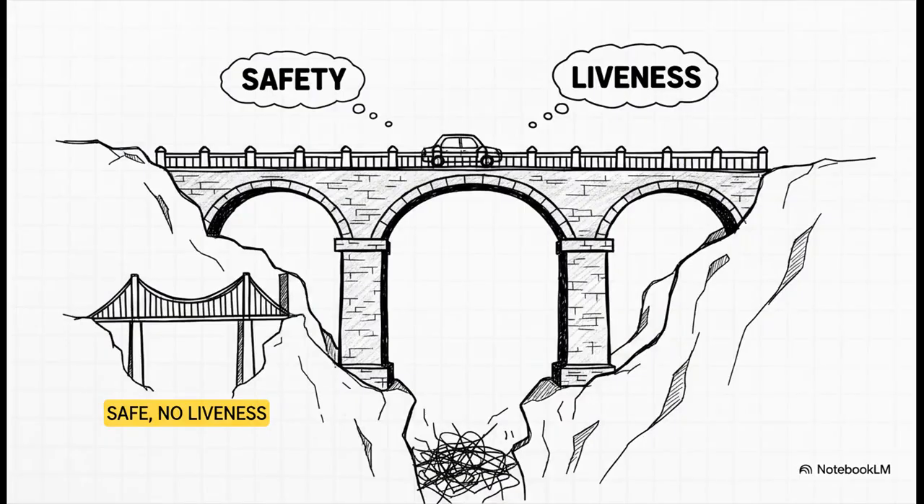And here's the crucial part. You absolutely need both. Think about it. A system that's safe but has no liveness is like a traffic light that's stuck on red forever. Sure, it's perfectly safe, no one's going to crash, but it's also completely useless. Liveness is the guarantee that the light will eventually turn green. You need safety to prevent disasters, and you need liveness to actually get anything done.